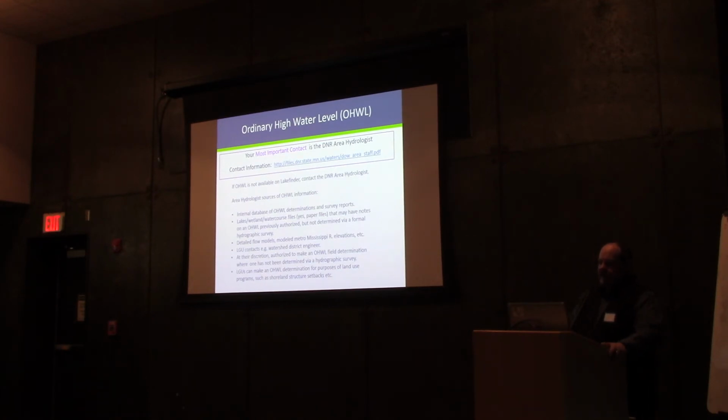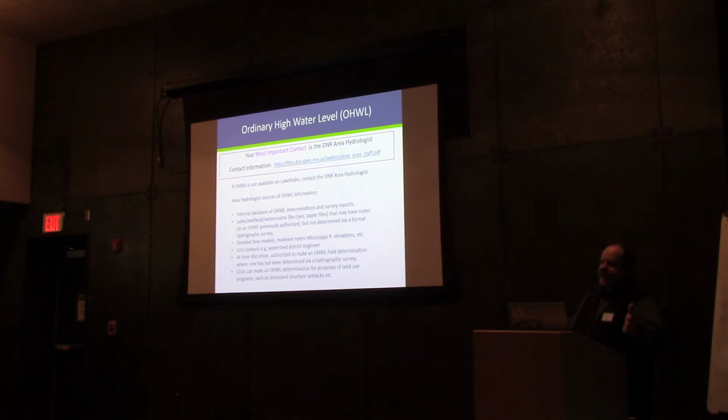LGUs can actually make their own OHW. I don't know if I'd call it an OHW determination, as I noted in the bullet point here. But for purposes of setbacks, if there's a wetland and their shoreline ordinance says the structure setback needs to be 50 feet from a wetland, and we don't have an established OHW, we don't need to have our survey crew go out there and do one.